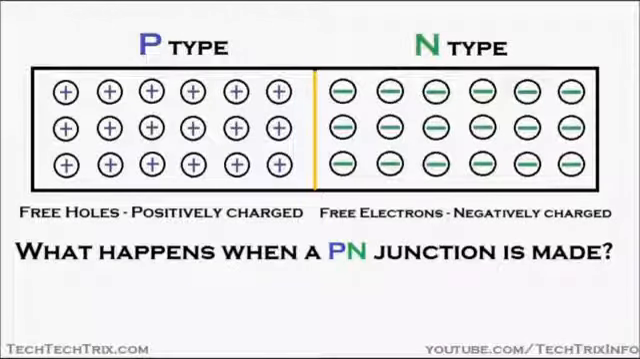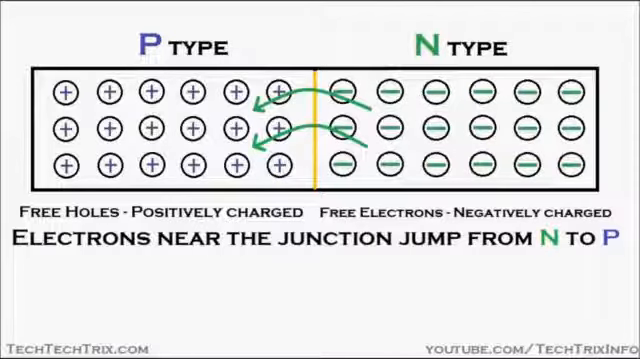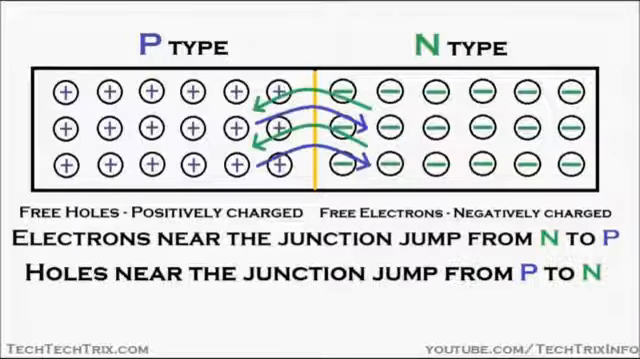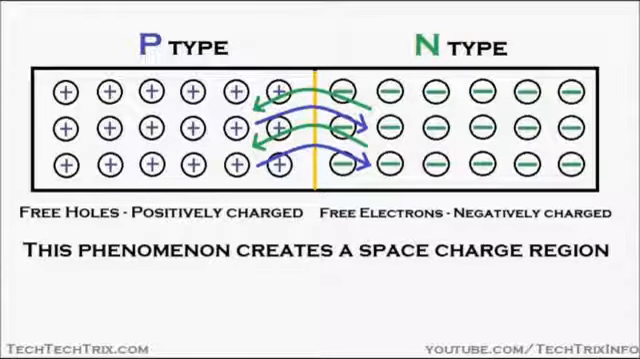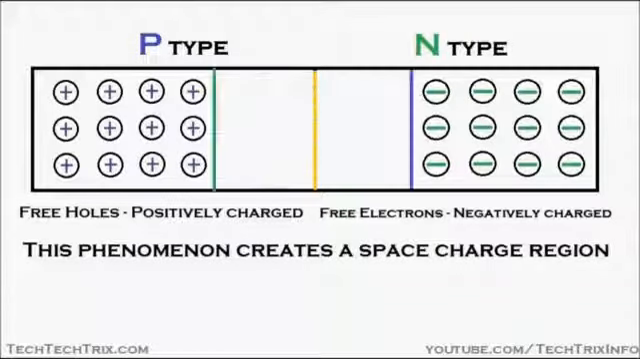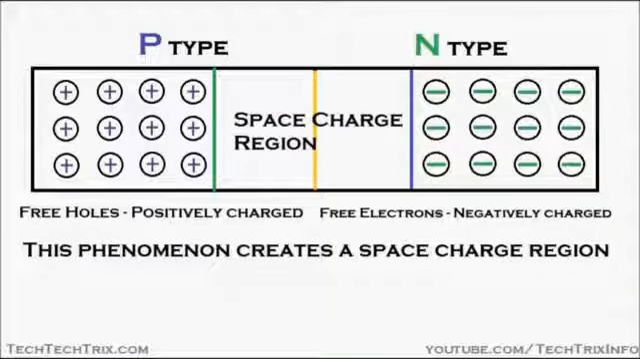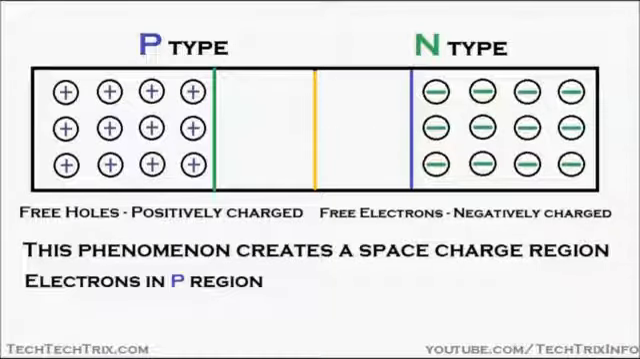What happens when a p-n junction is made? Electrons near the junction jump from the n-type semiconductor towards the p-type semiconductor, and holes near the junction jump from the p-type semiconductor towards the n-type semiconductor. This phenomenon creates a space charge region at the junction. So this is the space charge region which is created at the junction.